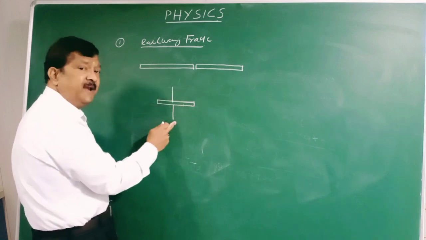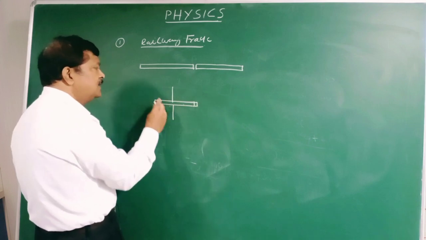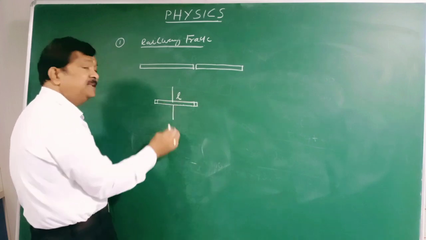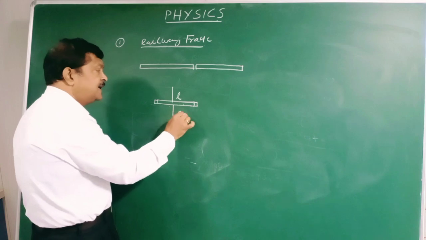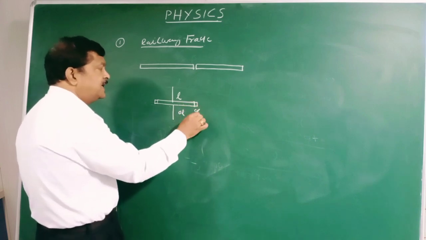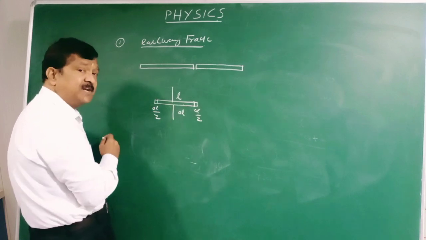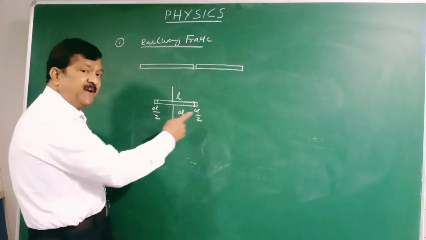Both the ends are free. So expansion will take place in this direction and here also. If its initial length is L and the change in length is delta L, you can see a change in length of delta L by 2 in this direction and delta L by 2 in the opposite direction, because both ends are free.